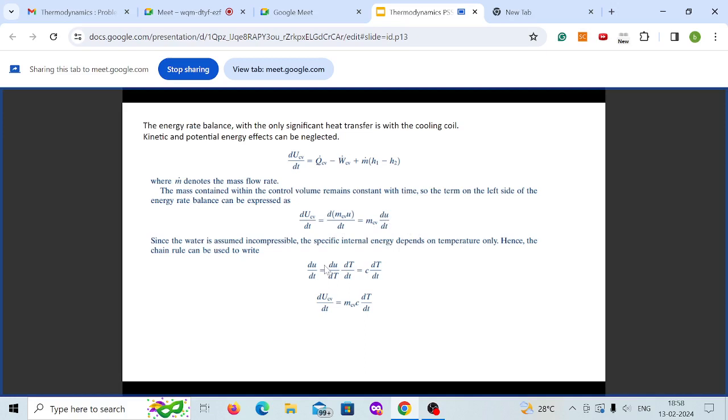Now du by dt, this small t corresponds to time. So you multiply du by dT into dT by dt, applying the chain rule here. We know du by dT is nothing but the constant volume specific heat Cv, so Cv into dT by dt with respect to time. So you can express the change in internal energy of the water in the tank as mass times specific heat times the change in temperature with respect to time.